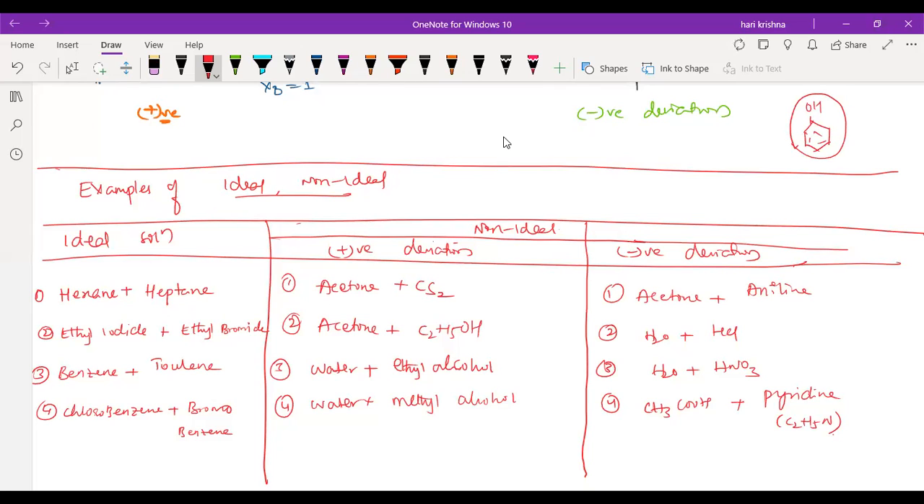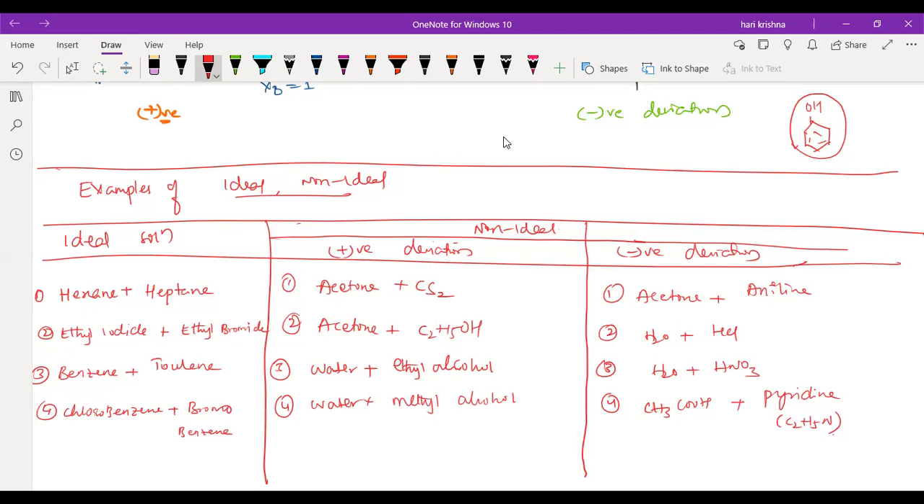Okay, so these are the examples for the ideal and the non-ideal. So ideal case: hexane, heptane, ethyl iodide, ethyl bromide, benzene and toluene, chlorobenzene and bromobenzene are the ideal solutions. Next, non-ideal, positive deviation and negative deviation. Positive deviation is what? Acetone and carbon disulfide. Next, acetone and ethyl alcohol or ethanol. Water plus ethyl alcohol and water plus methyl alcohol. These are the positive deviations.